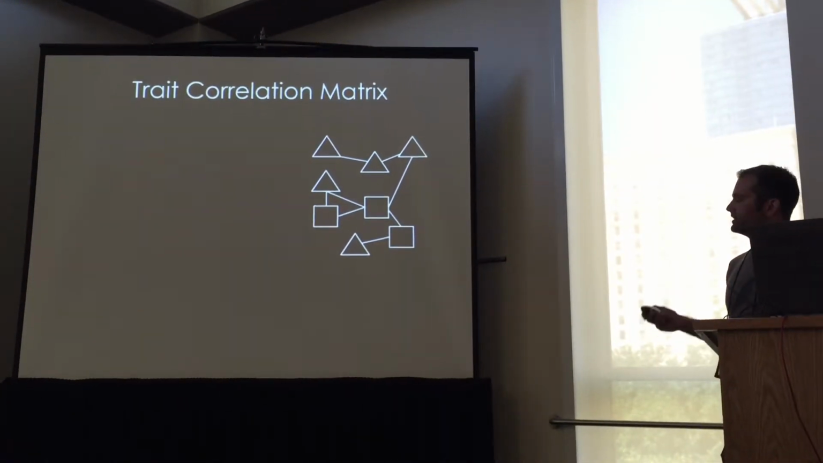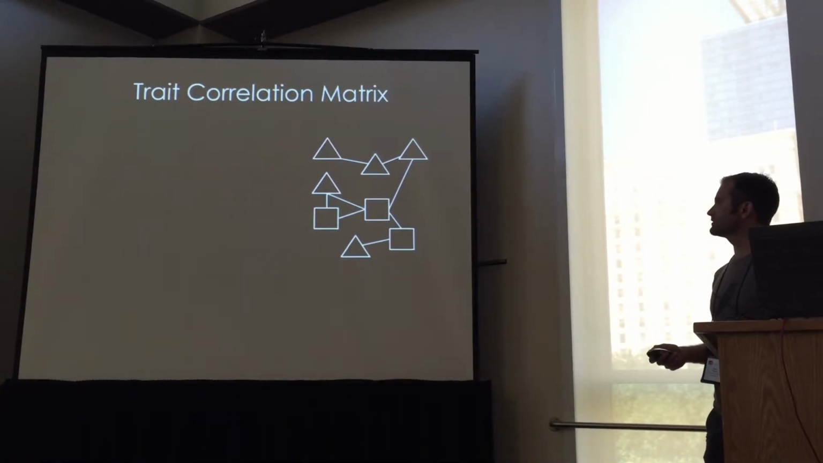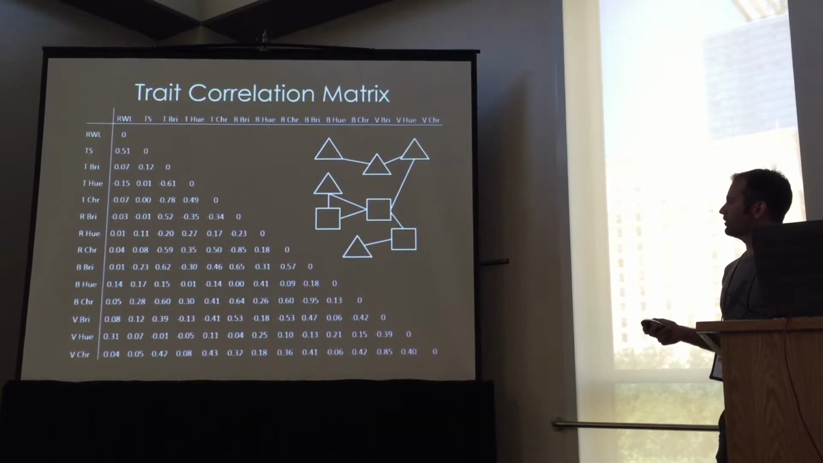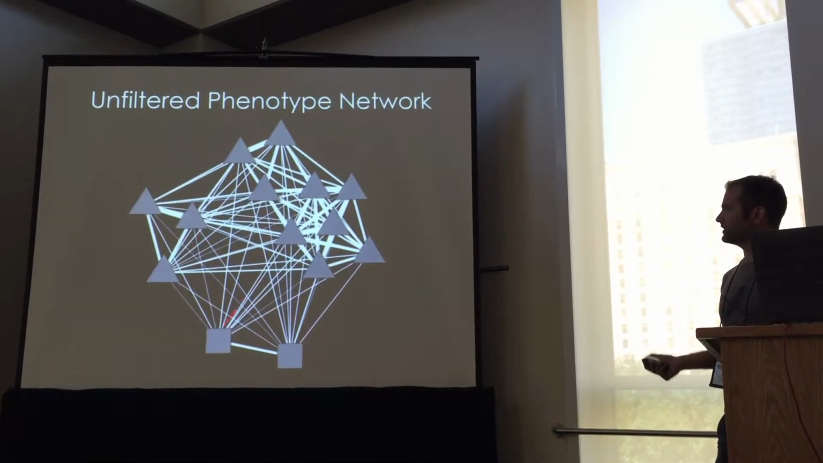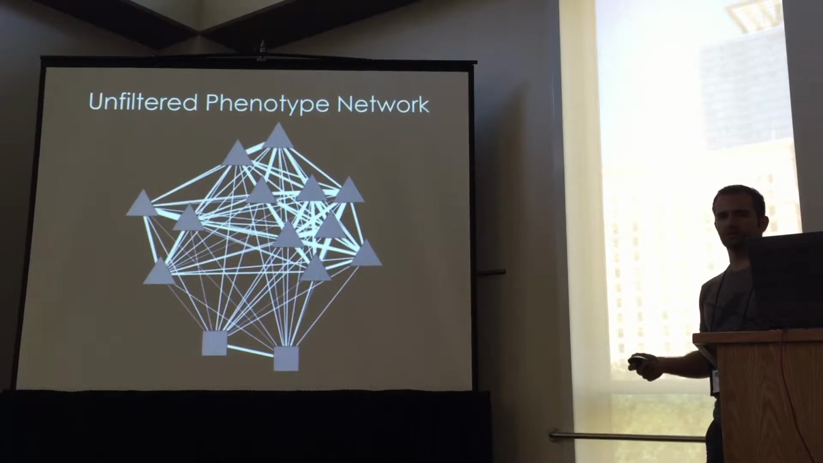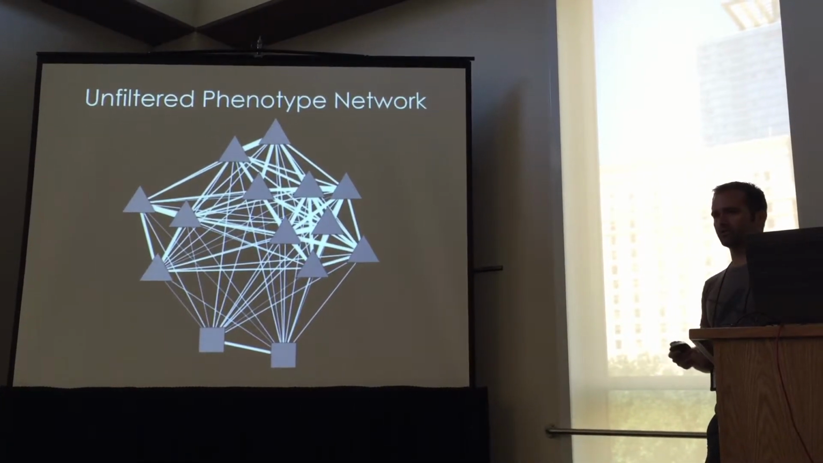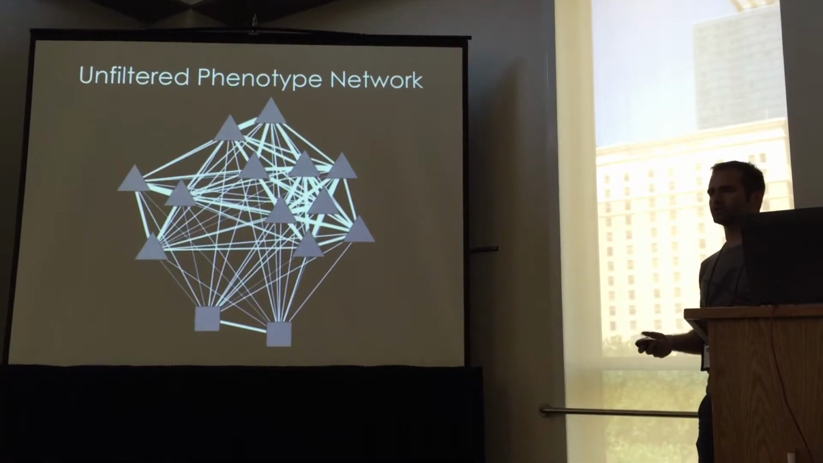And so in each of these populations, we measured all the traits, we generated correlation matrices. And as you might imagine, when you generate a network from this unfiltered network, you have a lot of edges which are most likely spurious. So we basically want to focus on the more robust edges that probably reflect meaningful correlations.